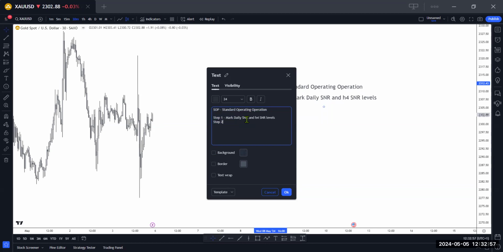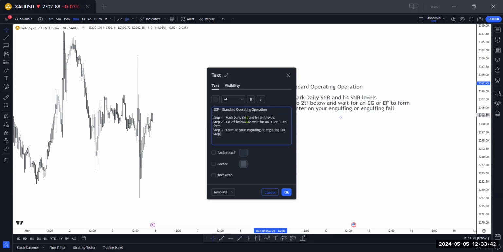Step two, you go to the time frame below and wait for an engulfing or engulfing fail to form. Step three, enter on your engulfing or engulfing fail.